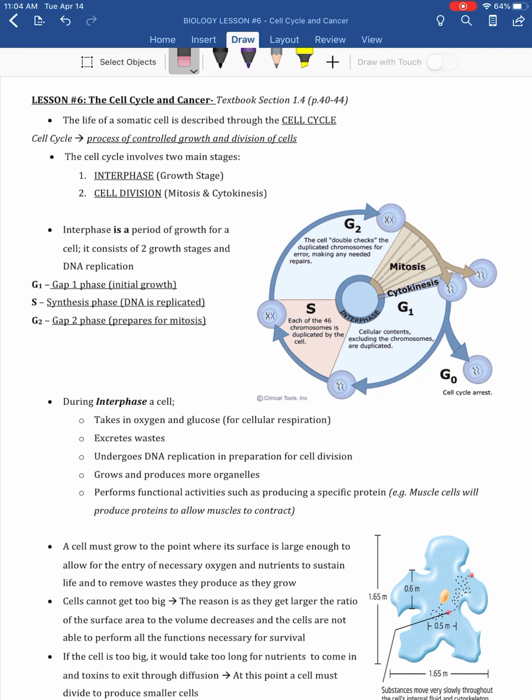So today we're going to be talking about the cell cycle and cancer. And I hope you remember this diagram right here. Okay, this is our cell cycle. So let's just take a look at it one last time.